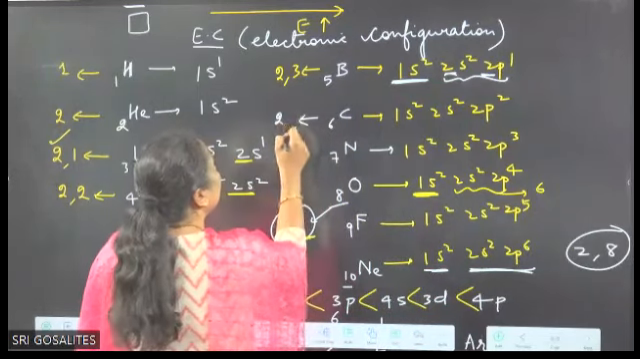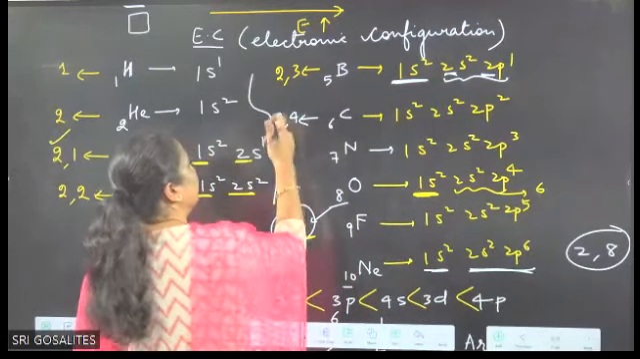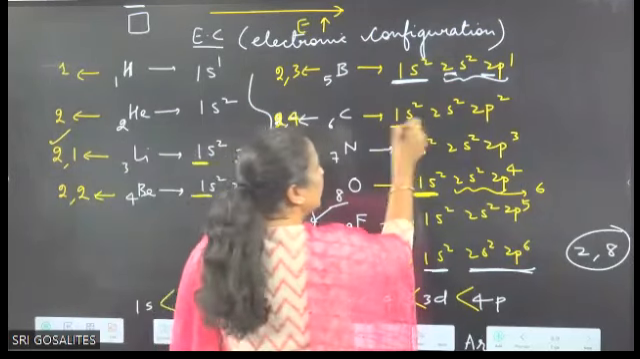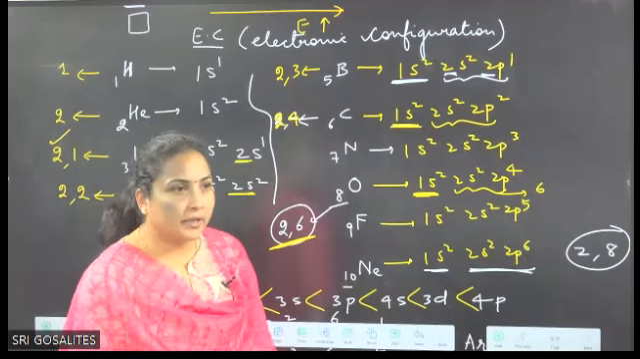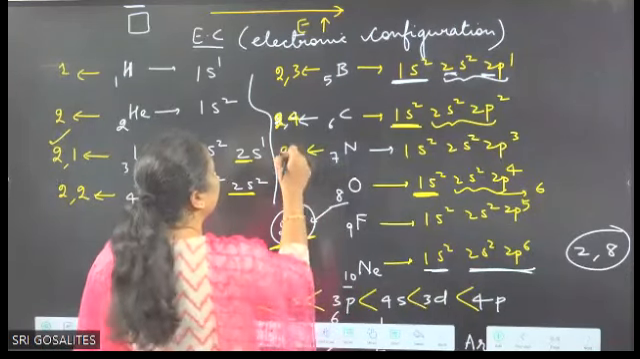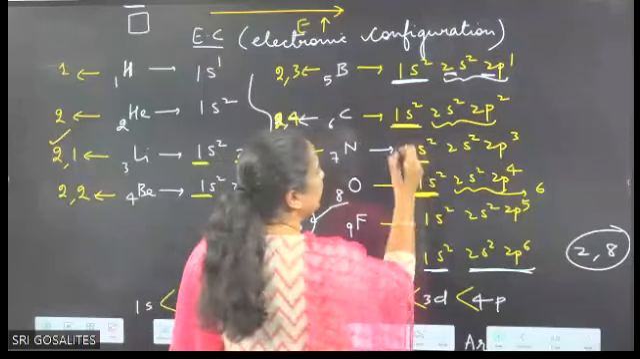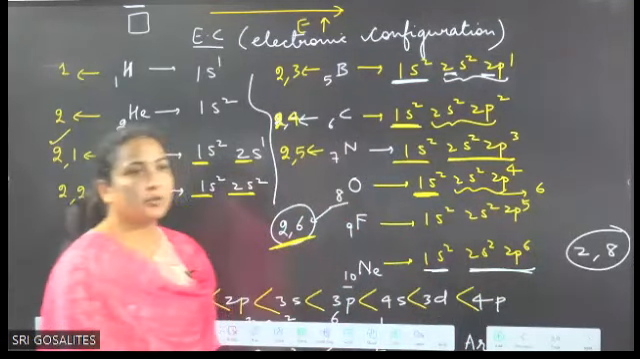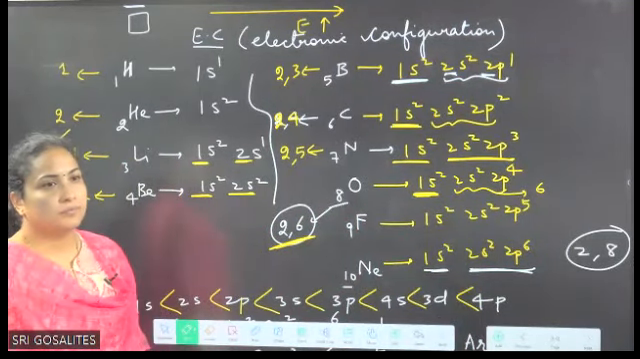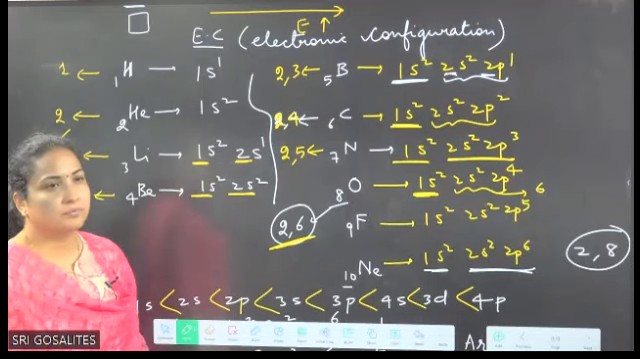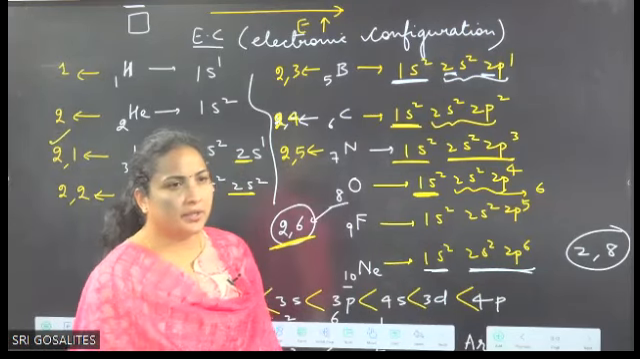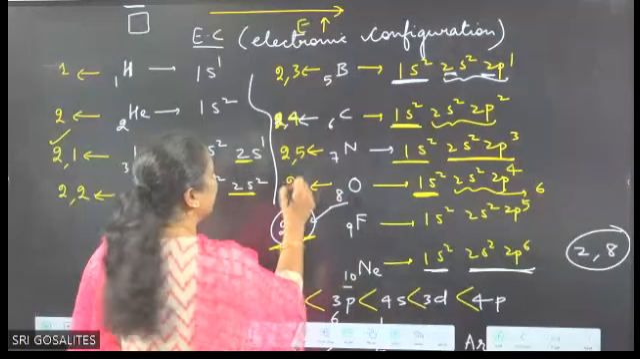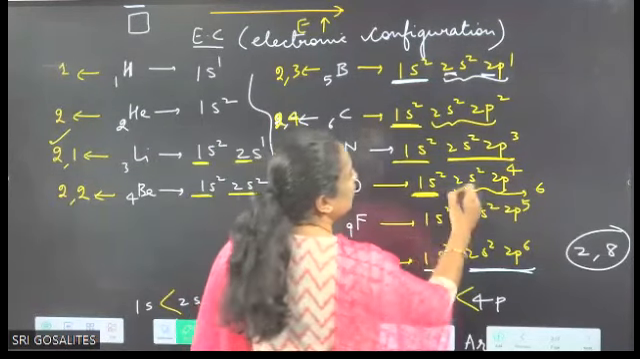Then for carbon, you might have written just 2, 4. Yes or no? So 2 is for the first shell, 4 is for the second shell. Getting it? Now here, nitrogen, you might have written 2, 5. Why? First shell, 2 electrons. Second shell, 5 electrons. Yes, we can write 2p3. Why can't we write 2p3, beta? We can write. Oxygen, you might have written 2, 6. You're able to see 2 and 6.